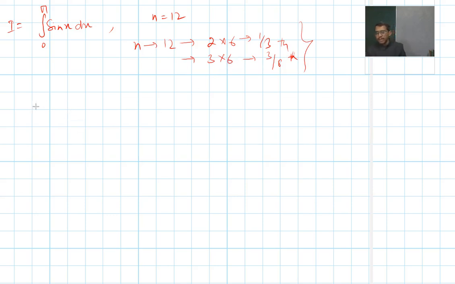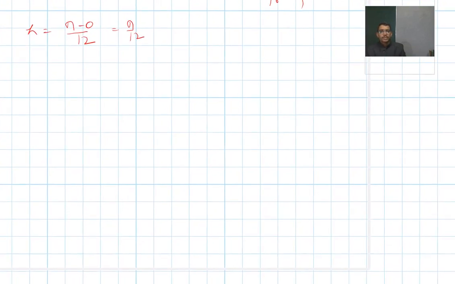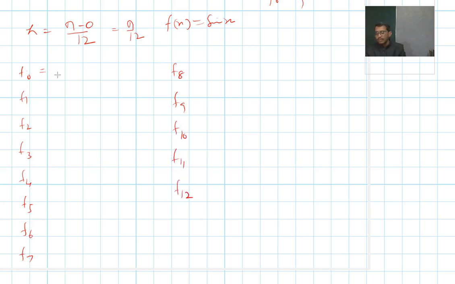So now let us evaluate the value of h. h is basically pi minus 0 by 12, so it is pi by 12. Now our objective is to find f naught, because f x is given to us. f x is basically the sine of x. So let us find f naught, then f1, f2, f3, f4, f5, f6, f7, f8, f9, f10, f11, f12.